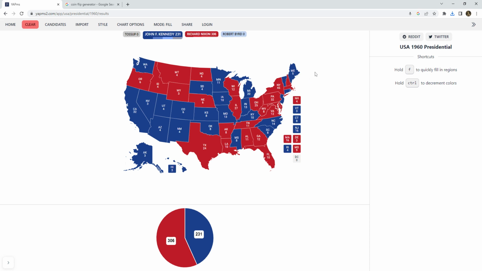I felt bad that I forgot Rhode Island. It's such a small state that I forgot it was right there next to Maryland on the map, on this part at least. It's actually next to Connecticut on an actual geographical map. So anyway, there's the map. Nixon 306, Kennedy 231.